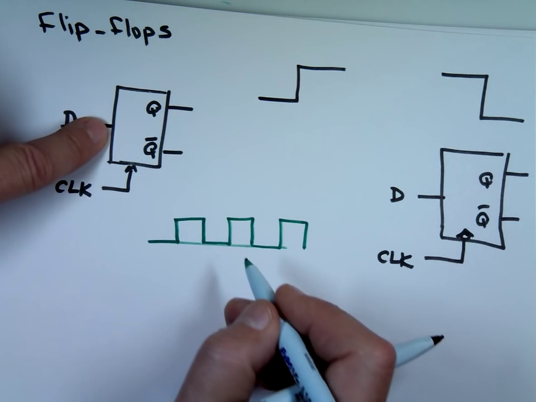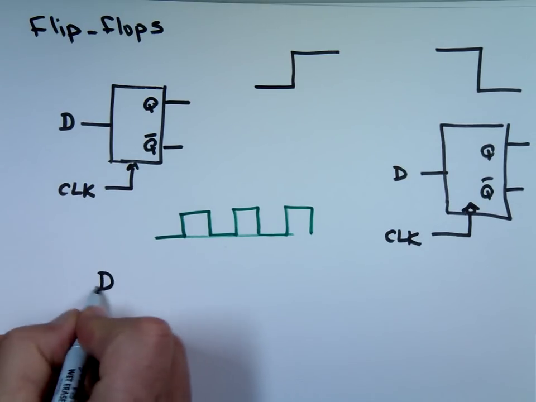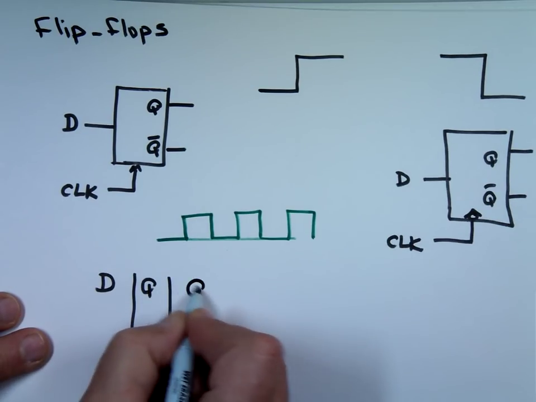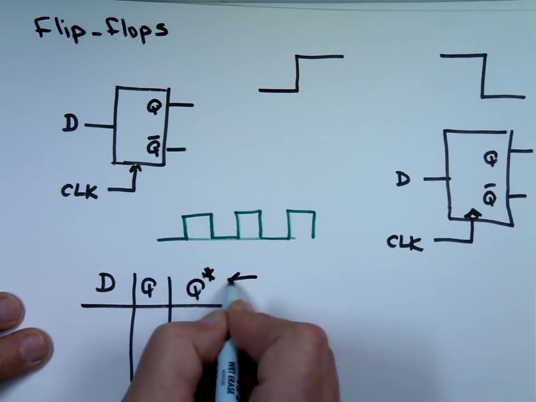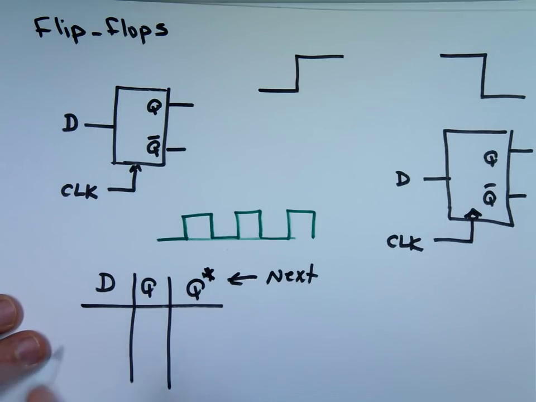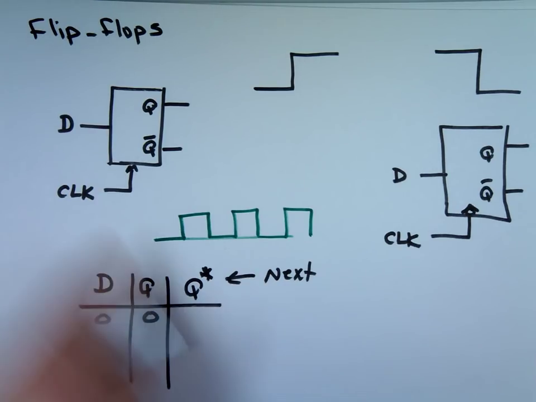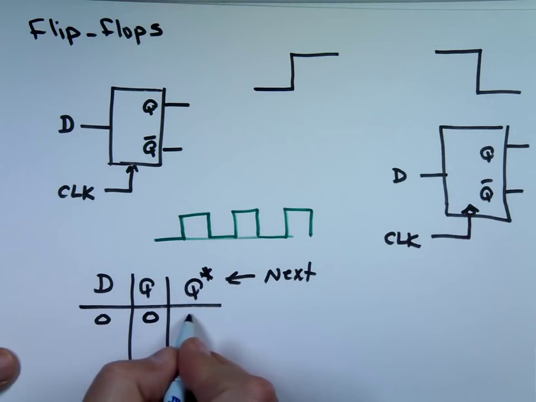What makes a change, though? Well, you're going to see the inside in a minute. So now, what is actually the truth table for that? Here is a D flip-flop. D, Q, and Q next. The asterisk means next. The next state. What will happen next? If D is 0 and Q was a 0, so if the previous state was 0 and your input was 0, your output, the next state, will be 0.